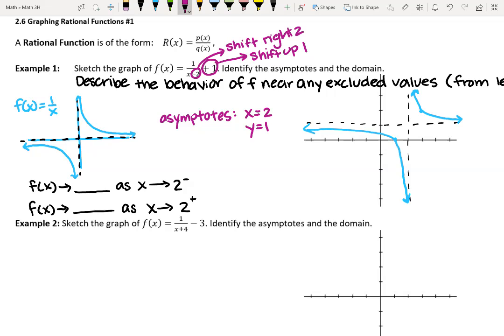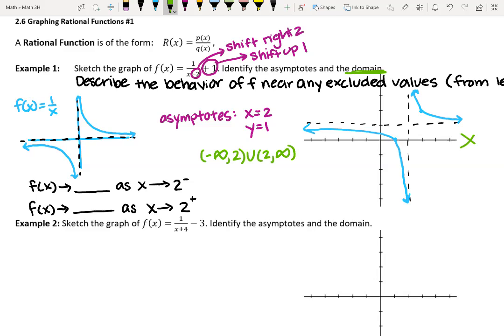And then the domain is going to include all x values. Domain is all about x values, and it hits every x value except for this asymptote, which was at an x value of 2. There are a couple different ways you can write it. If you want to do it as an interval, you would say negative infinity up to 2, do not include it, so parentheses, and then everything from 2 to infinity.